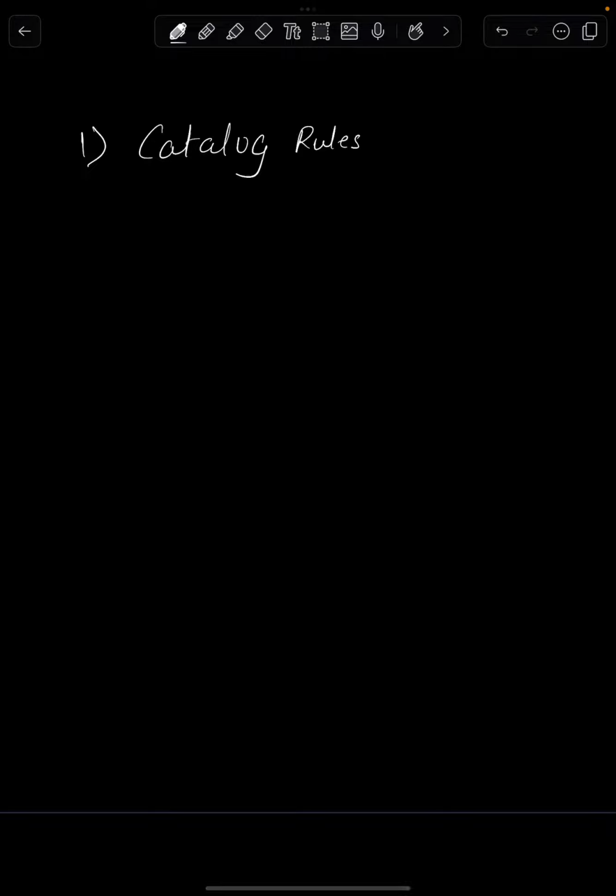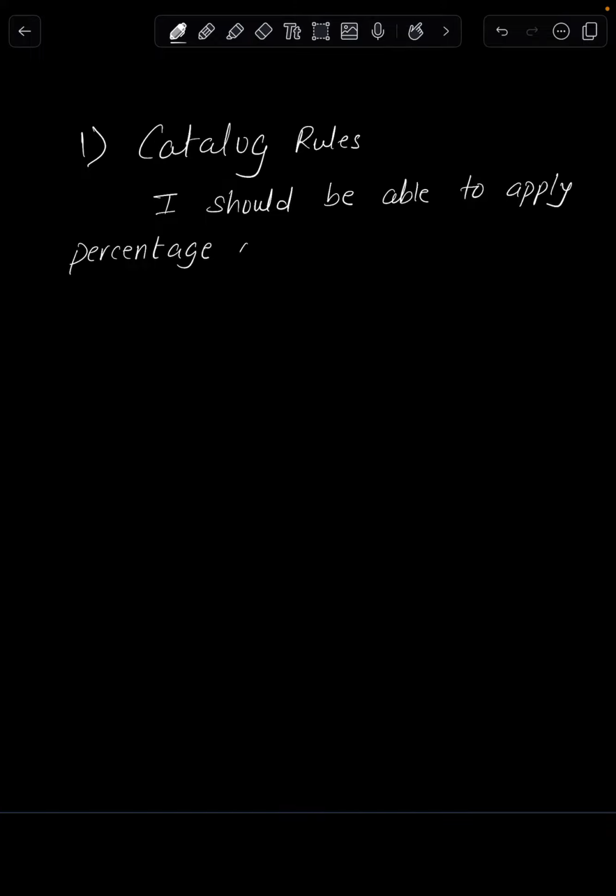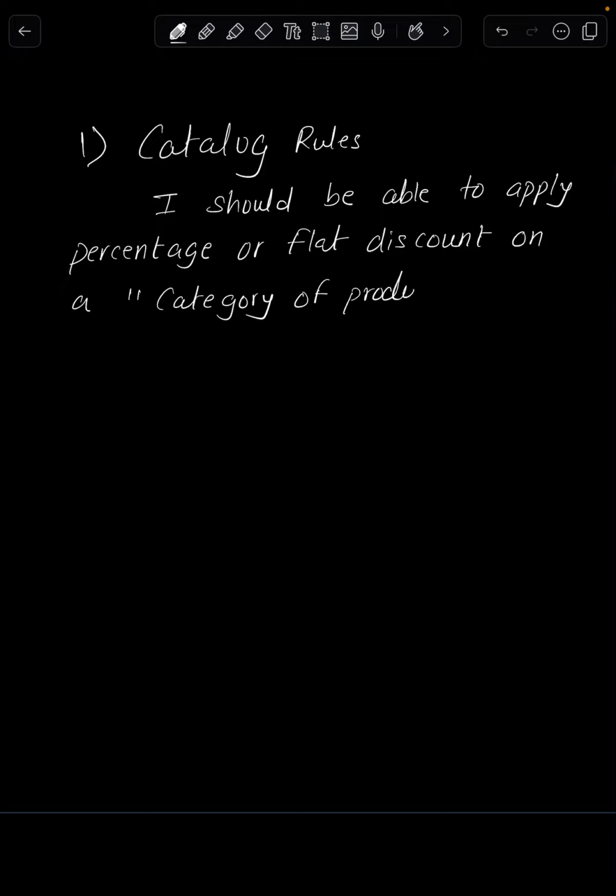Now here the requirement is I should be able to apply a percentage or flat discount on a category of products. Category being a very important keyword here. Category of products, right? Now let's see what this does to your performance.